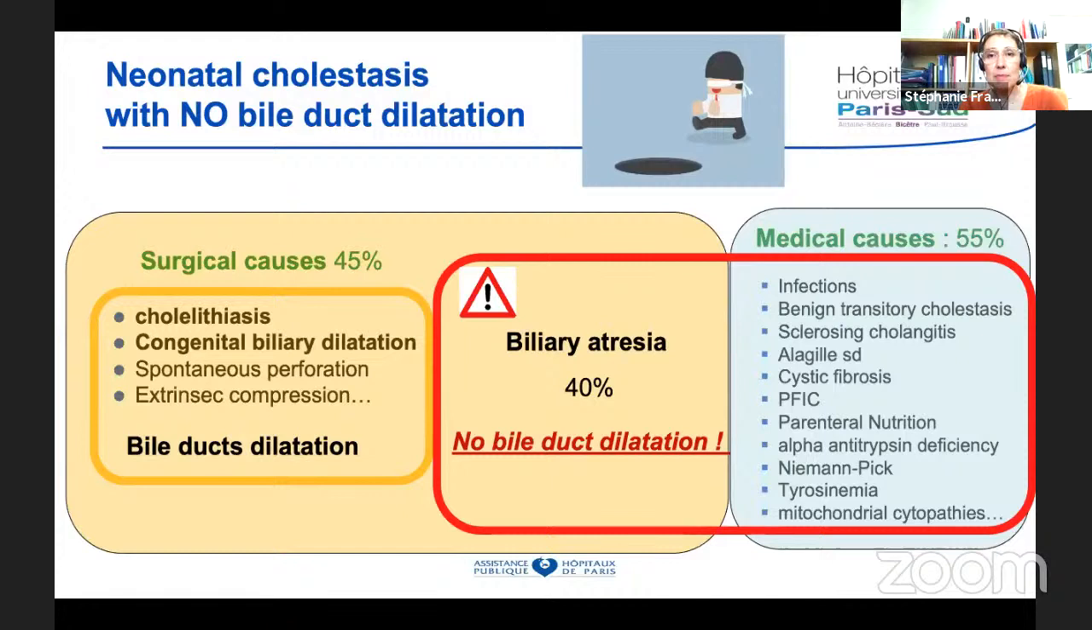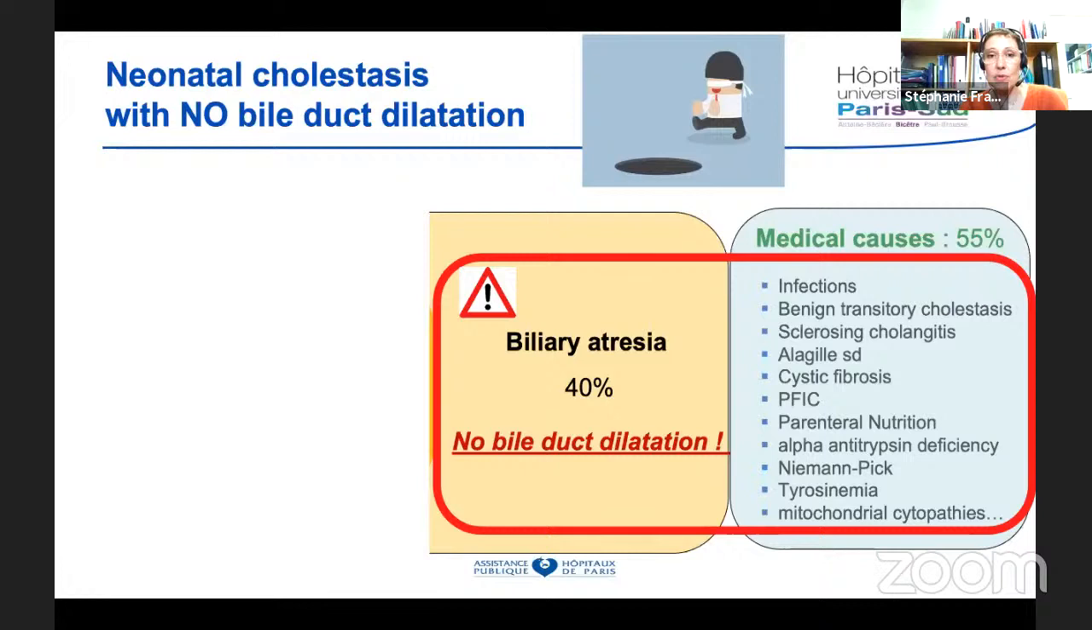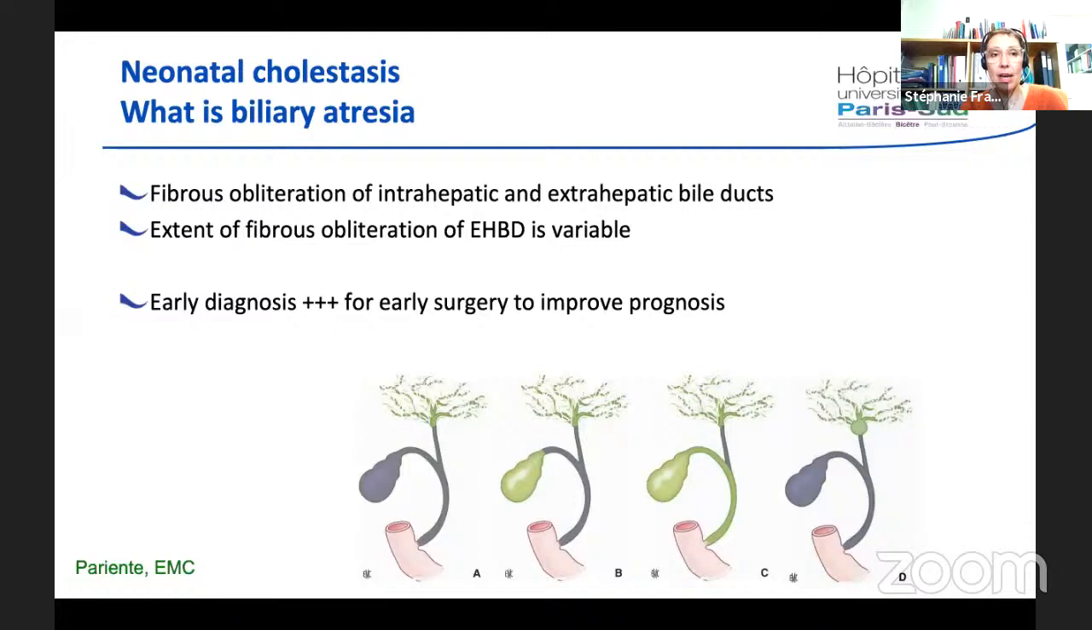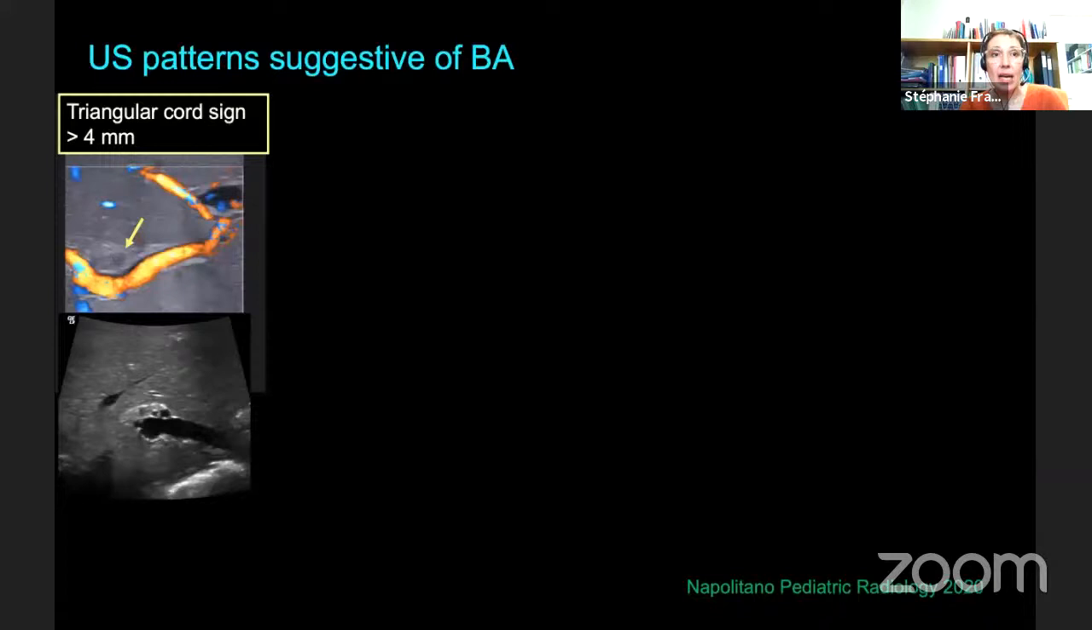So let's move now on to the diagnosis of the other causes, medical causes, and biliary atresia. So biliary atresia is the fibrous obliteration of the intrahepatic and extrahepatic bile ducts. The extent of the fibrous obliteration of the extrahepatic bile duct is variable. And as I told you previously, we have to do the diagnosis as early as possible. The US patterns that are suggestive of biliary atresia are first what we call the triangular cord sign. It's this hyperechoic area just at the beginning of the right portal branch that should be no thicker than 4 millimeters, and it's the fibrotic remnant of the bile duct.